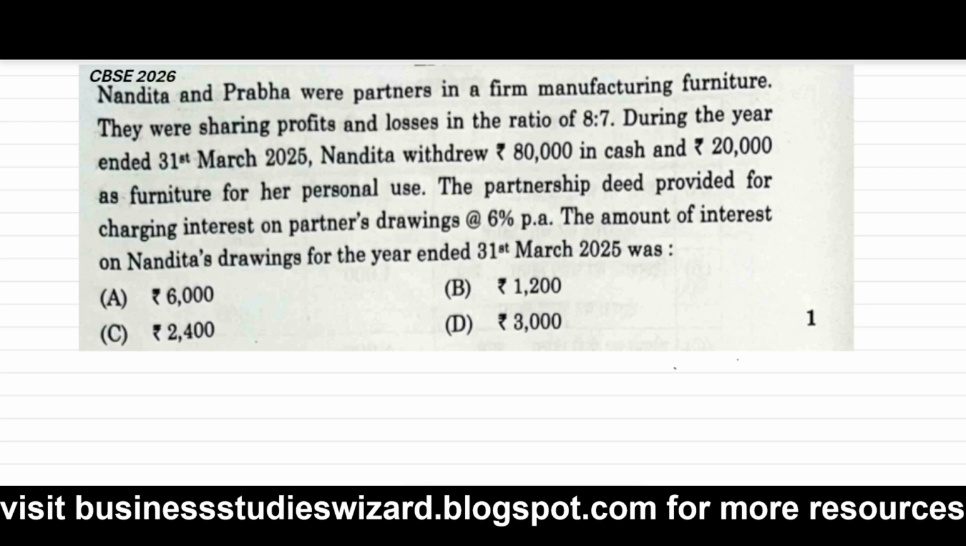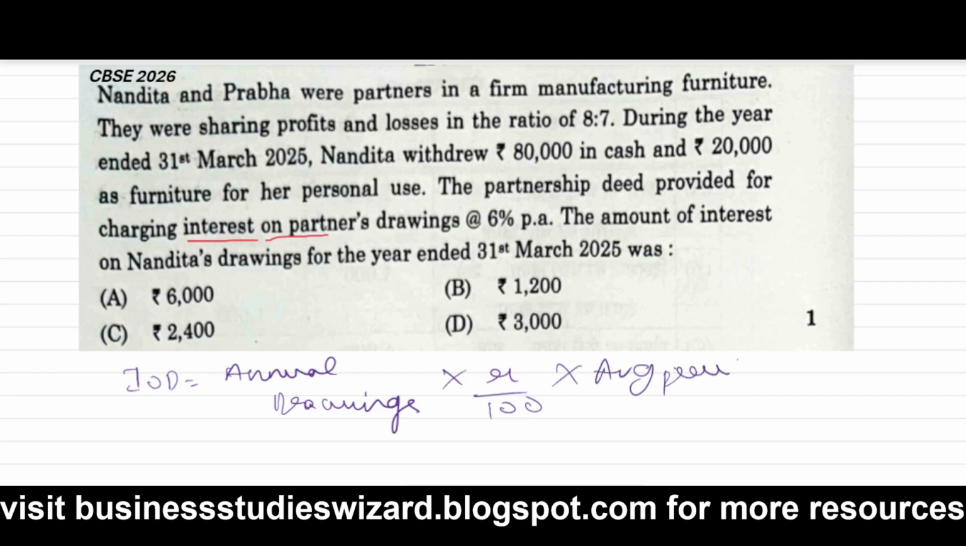Here is a one marker question asked in CBSE 2026 on the topic interest on drawings, based on the unit partnership accounts. So first of all, we'll discuss the formula for interest on drawings. Interest on drawings is equal to annual drawings made by the partners multiply by interest rate on drawings multiply by average period divided by 12. So in this case, we are supposed to find the interest on drawings of Nandita.